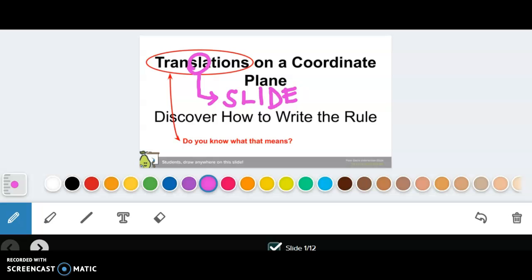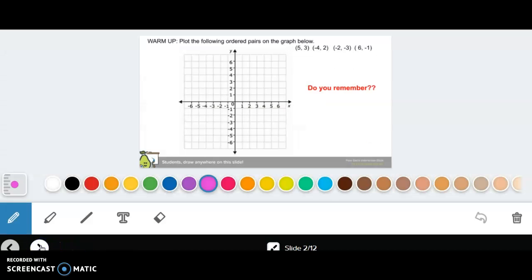So we have an image on a coordinate plane. Remember, coordinate plane, that's just a graph. Okay, so we're going to start with an image, whatever the shape may be, and we are going to translate it, or we're just going to slide it somewhere else on the graph. Okay, so go ahead and go to slide 2.